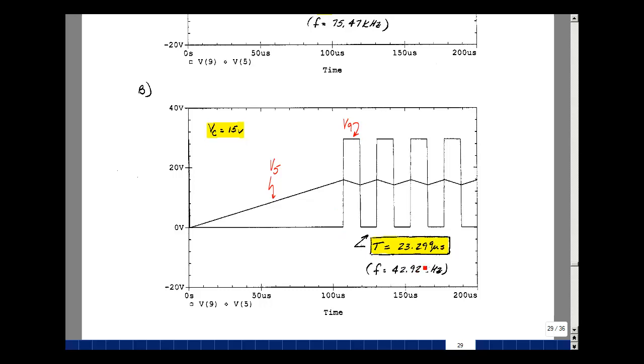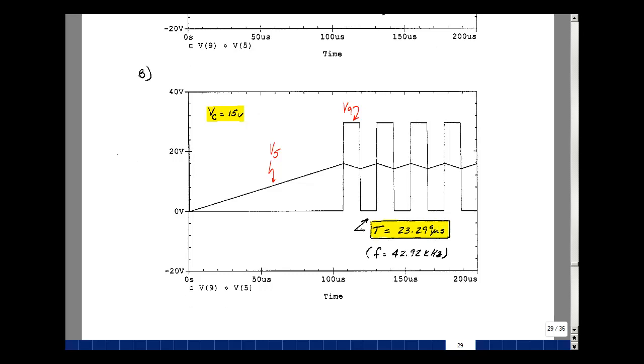kilohertz. So as we're varying this control voltage, we're changing the frequency of the output of our circuit. So this is some kind of a voltage controlled oscillator. Let's see if we can figure out how this thing works.